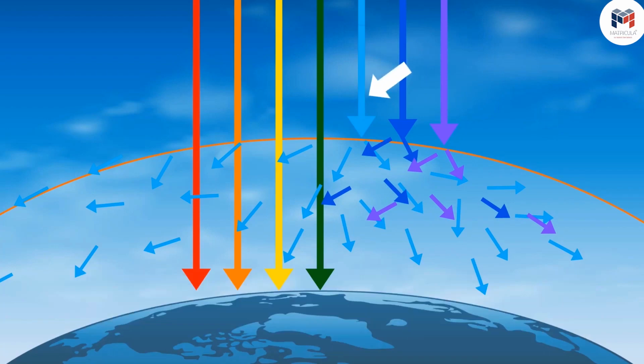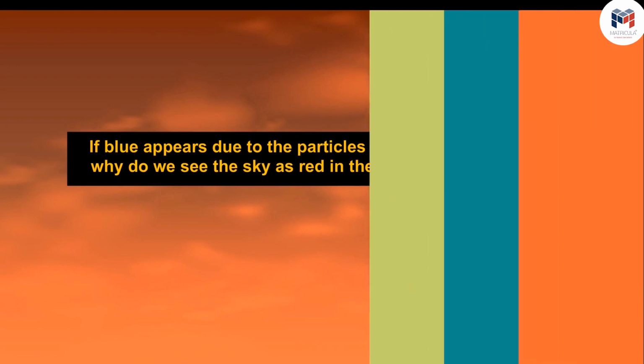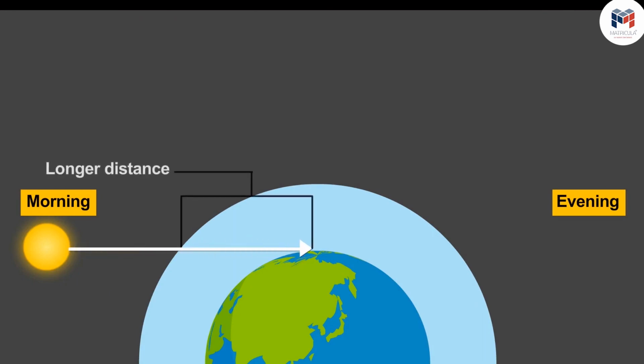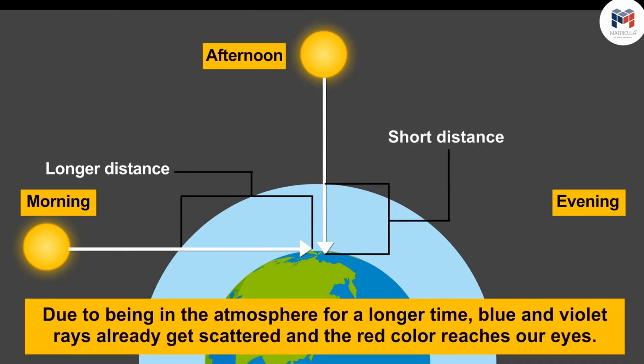So now if the sky appears blue due to the particles of the atmosphere, then why do we see the sky as red in the morning and evening? If you look at the time of morning and evening, then it can be seen that the sun is near the horizon and the light coming from the sun travels in the atmosphere for a longer time, while in the afternoon this distance decreases. Due to being in the atmosphere for a longer time, blue and violet rays already get scattered and the red color reaches our eyes.